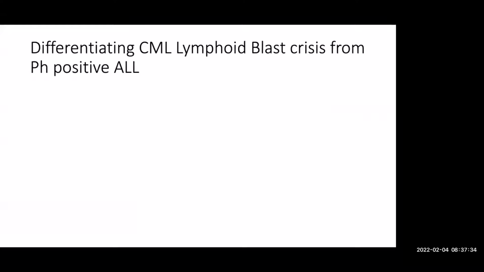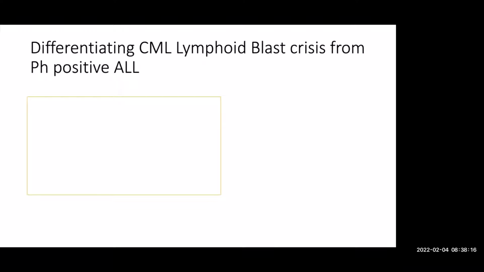Now, one of the close differentials which comes in the regular clinical practice is to differentiate the pH positive ALL from CML lymphoid blast crisis. Why is it important to differentiate? Because the disease entity is completely different, treatment is completely different, and the prognosis is completely different. So differentiating that becomes of paramount importance. But at times, this differentiation might not be that straightforward.